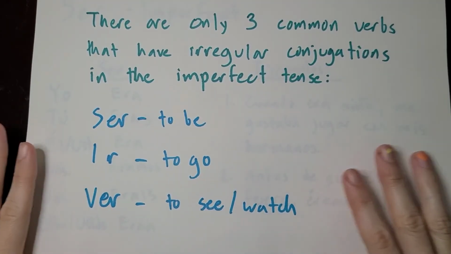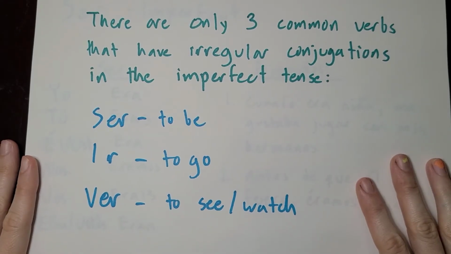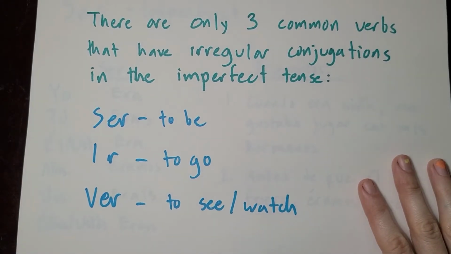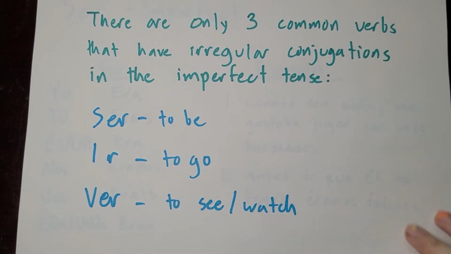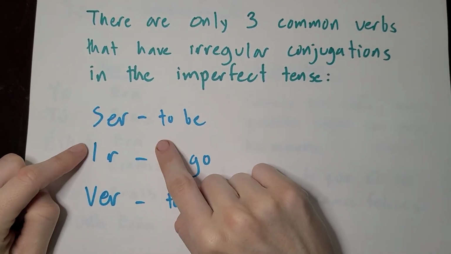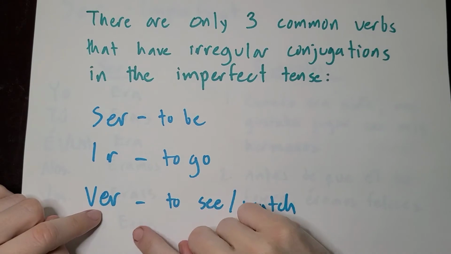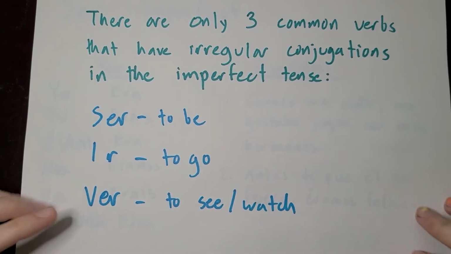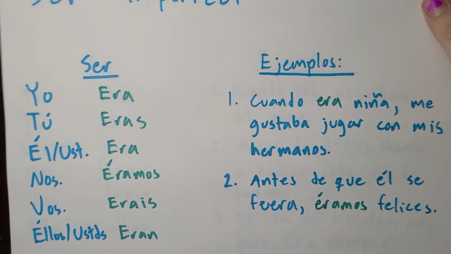And these verbs are pretty common, so it's going to be easy for you to memorize. You're going to use them all the time, and it's going to become second nature very easily. So ser means to be, ir means to go, and ver means to see or to watch. So let's learn how to conjugate these verbs in the imperfect tense.